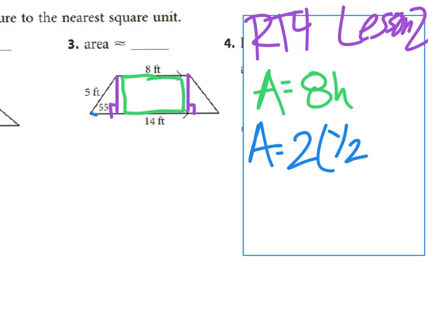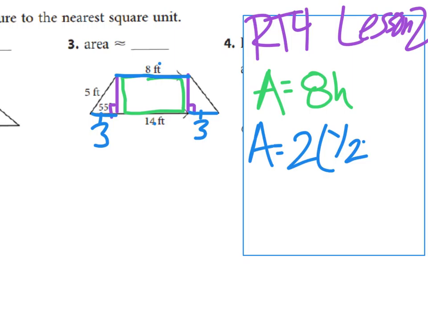I know the base of this triangle. These 2 will be the same. This is an isosceles trapezoid. I'm not quite sure how I know that, but I do. And I know that this will be congruent to that. So I'll take my 8 feet, I'll subtract off 14 minus 8, and I'll end up with 6. So I know each of these is 3.